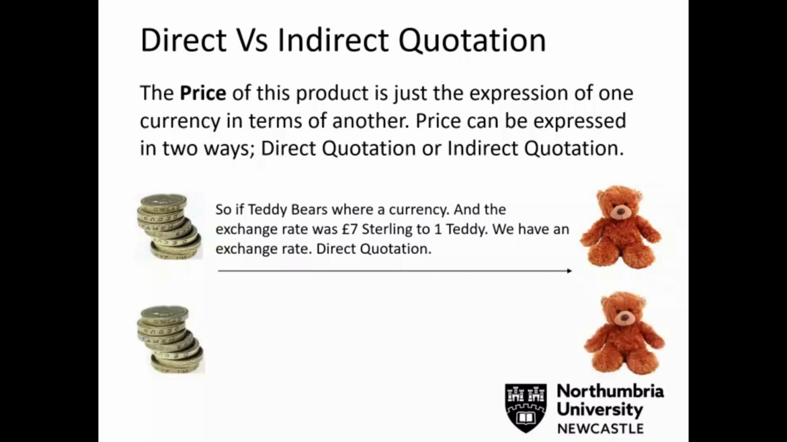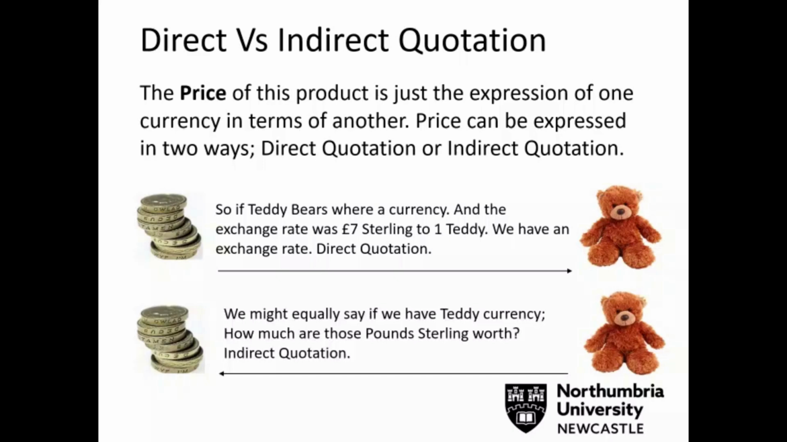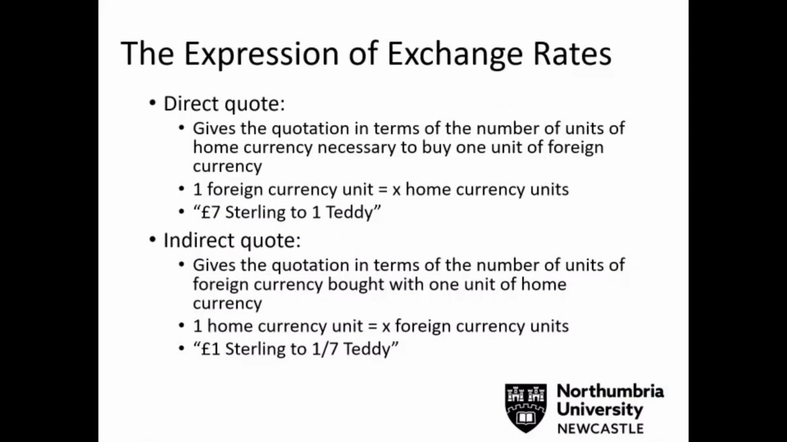But traditionally, we quote indirectly. We normally say £1 is worth X amount of teddy in this case. So a direct quotation is 7 sterling equals 1 teddy, but the indirect quotation is £1 equals a seventh of a teddy. So typically, we always use indirect quotations: 1 domestic equals X foreign.